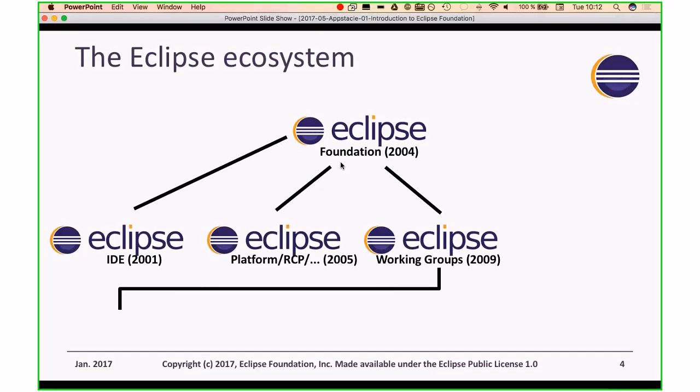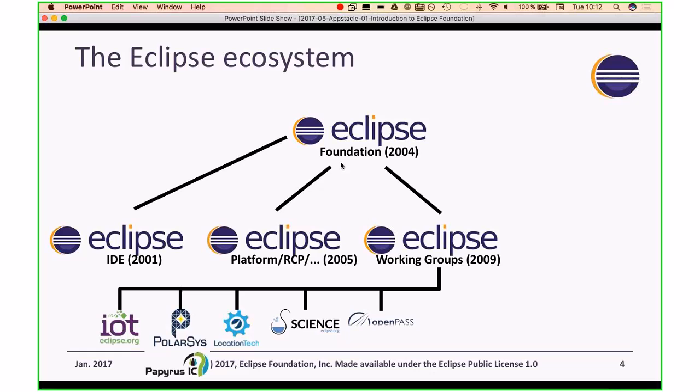Based on this, we started creating working groups. The first one was the science working group, then OpenPASS, a recent working group about traffic management and car traffic management, and OpenMDM. All these working groups, or most of them, will be presented to you by Ralph after this presentation. So no worries.